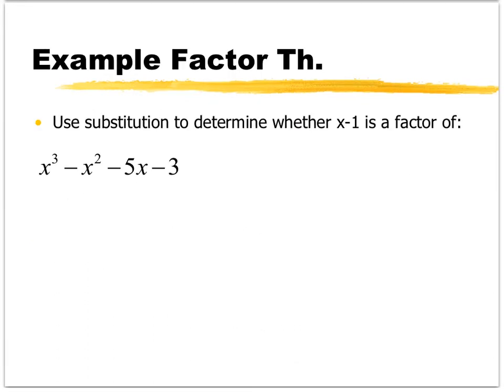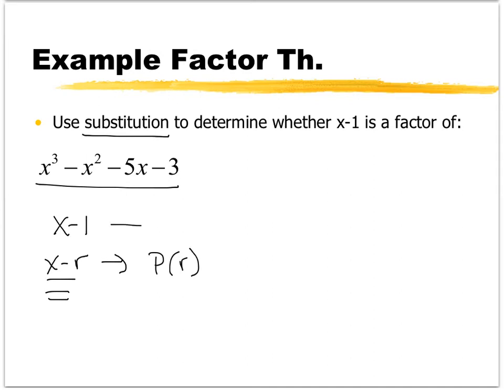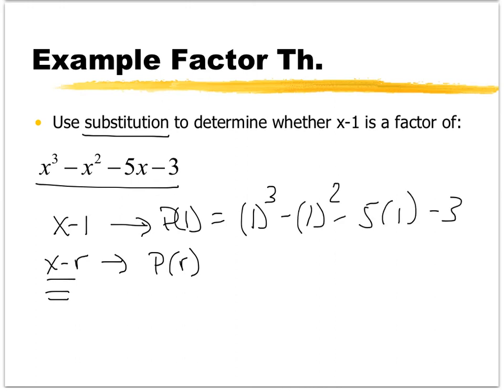Do a quick example. We're going to use substitution to determine whether x minus 1 is a factor of this equation. So we don't have to bother factoring it. All we need to determine is, x minus r was what was in the definition, p of r, so that means we're going to use p of 1. Okay, we're going to plug it into the equation. So 1 cubed minus 1 squared minus 5 times 1 minus 3. Oh, 1 minus 1 minus 5 minus 3.